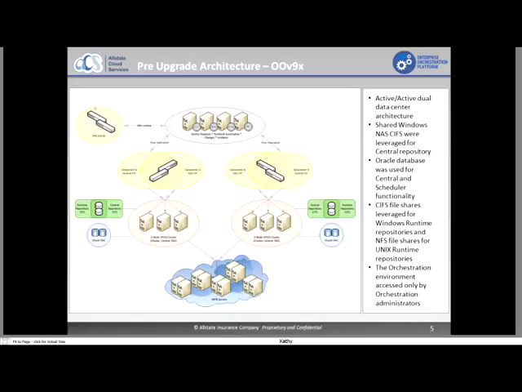Hello, I'm Darius Januskis. As Kathy mentioned, we support the enterprise orchestration platform here at Allstate. Before we upgraded to 10, we had 9.07. We used an active-active dual data center architecture. We had 3 lab and development environments, 2 test UAT environments and 2 production environments.